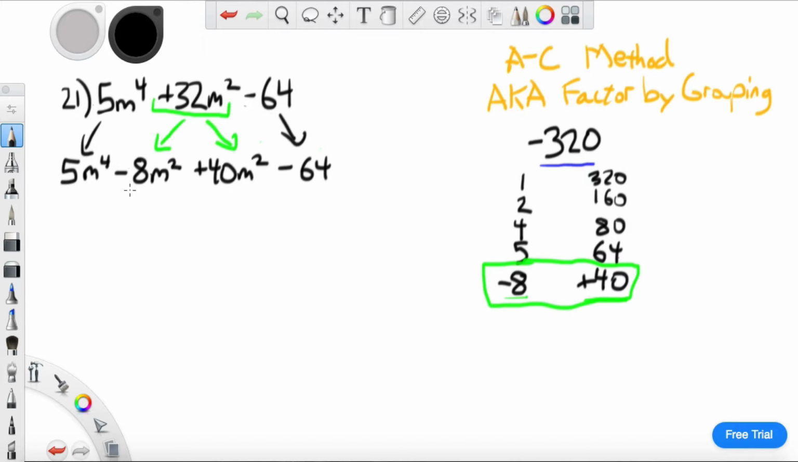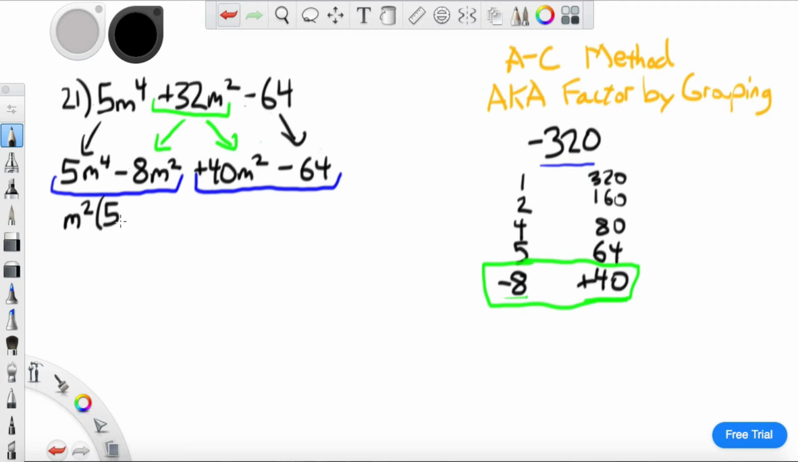If I were to combine these like terms, negative 8m squared plus 40m squared, I'd get 32m squared. So I'm doing the opposite, kind of decombining like terms, if you will. Let's go ahead and factor by grouping now, using those skills. What is the greatest common factor between these first two terms? Well, it's just m squared.